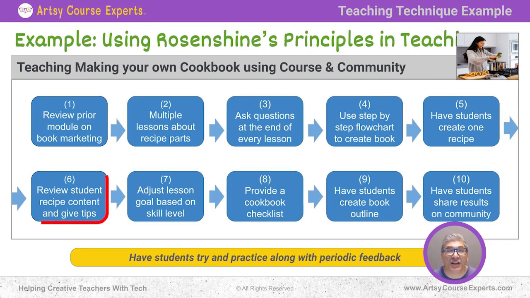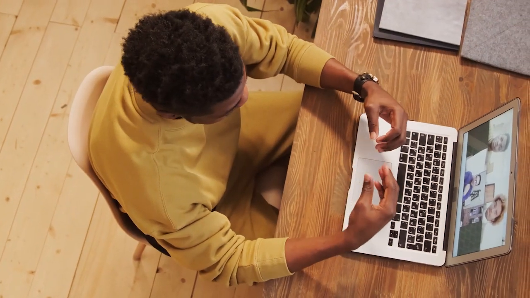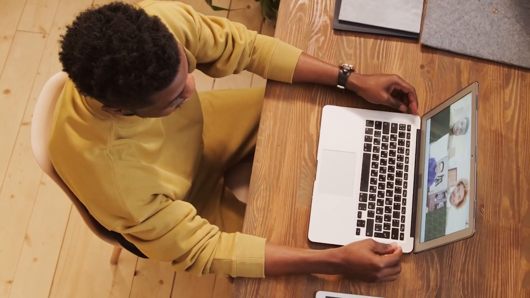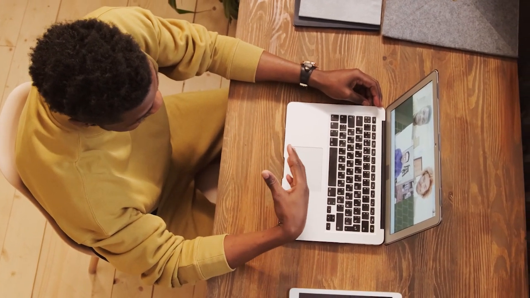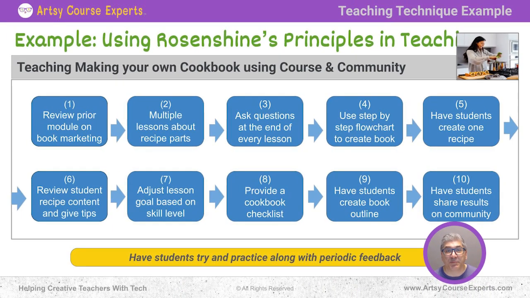The next Rosenshine principle would be where you're reviewing your students' recipes and giving them tips. You're looking at the content. Maybe you go over a couple of generic examples of first-time recipes and give them feedback. It could be very personal, depending on how much they've paid, whether it's a program or high-end coaching, or you could simply go over a couple of different first-time recipes and then give feedback so that students can learn and say, oops, I did that. So you're going to be giving them tips.